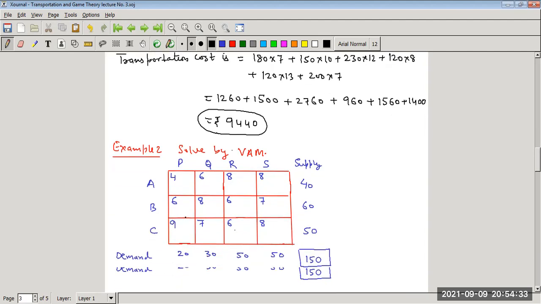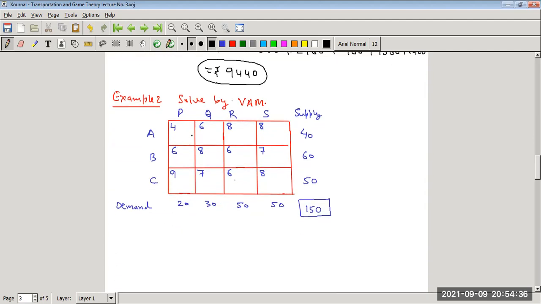Now let us discuss one more example. This is the transportation problem. We have to solve this problem by Vogel's approximation method. 40, 60, 50 are the supply points, and 20, 30, 50, 50 is the demand. The total sum is 150. Total supply is equal to total demand, so it is a balanced problem.